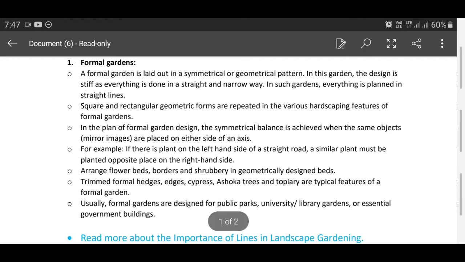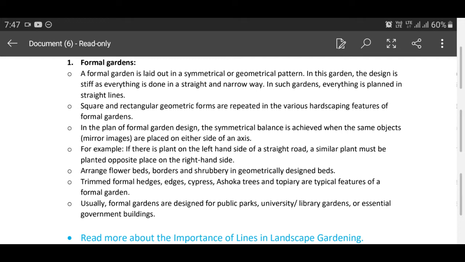Third one, in the plan of formal garden design, the symmetrical balance is achieved when the same objects, mirror images, are placed on either side of an axis. Fourth one, for example, if there is a plant on the left hand side of a straight road, a similar plant must be planted opposite, on the right hand side. Next, arrange flower beds, borders, and shrubbery in geometrically designed beds.